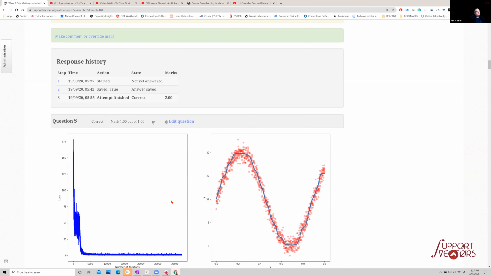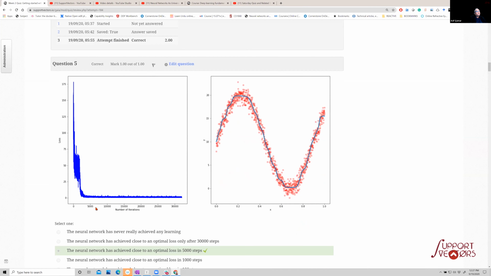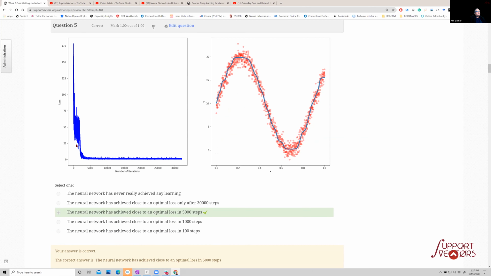Now comes this question. So this is what you were asking, Sukhpal. Do you notice that compared to the previous picture, this has much less fluctuation? So what do we conclude? First thing we notice is that it stabilizes in 5,000 iterations, 5,000 steps. So that's the right answer. It doesn't stabilize in 100. It's still fluctuating. It doesn't stabilize in 1,000. 1,000 is somewhere here, and the loss is still pretty big. But it does tend to stabilize at 5,000.